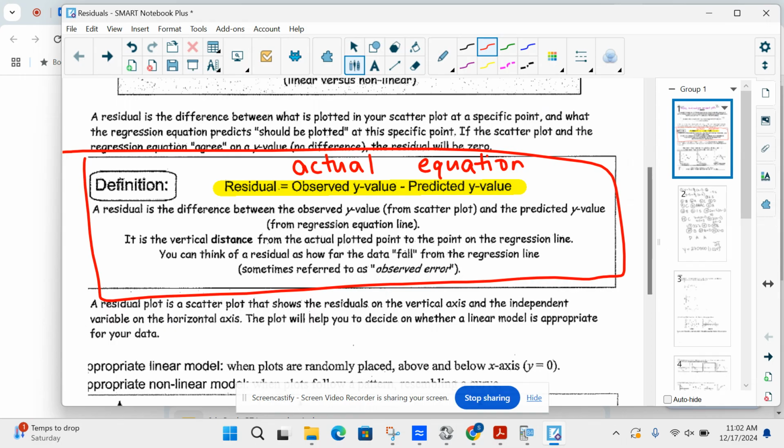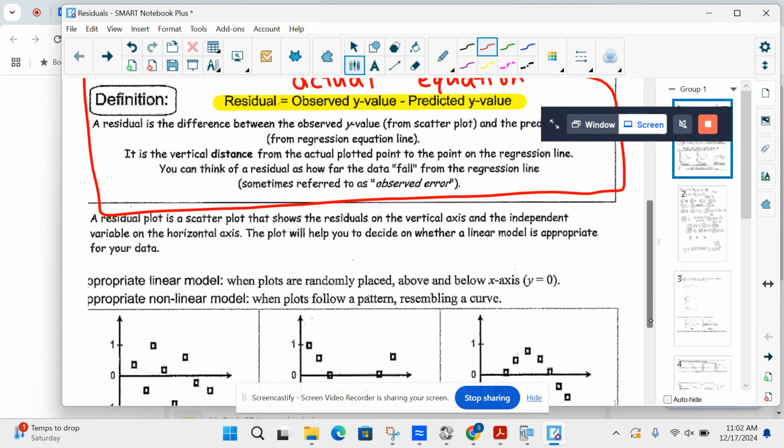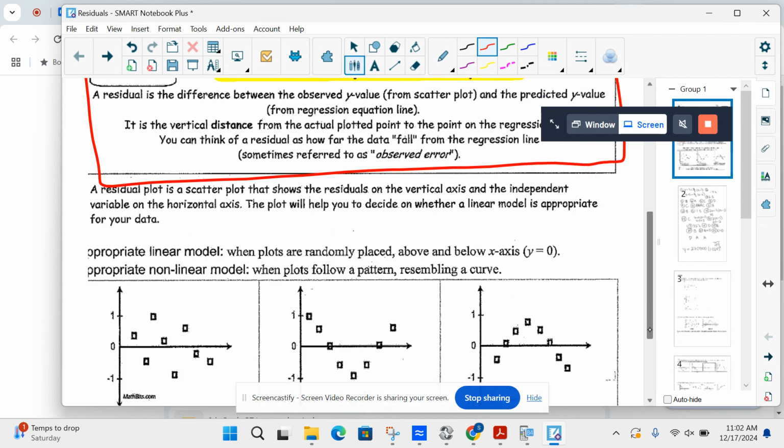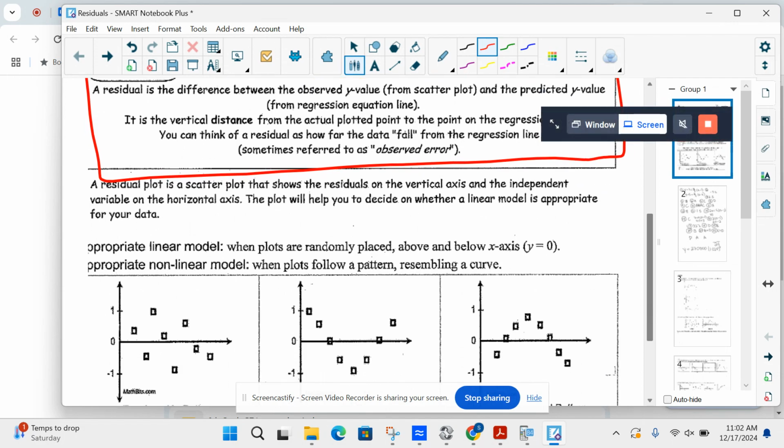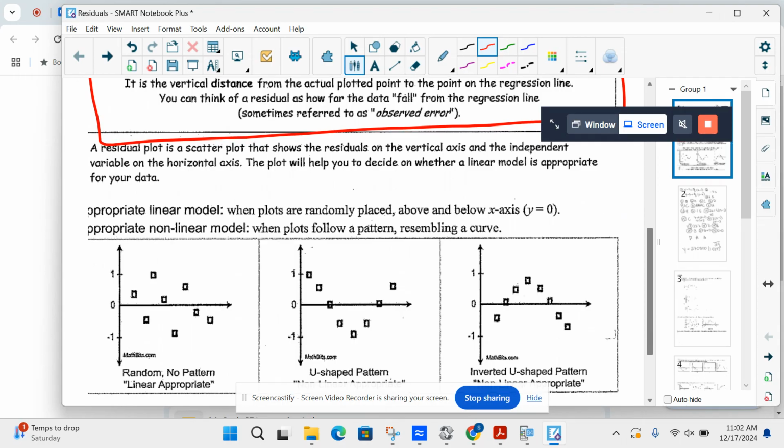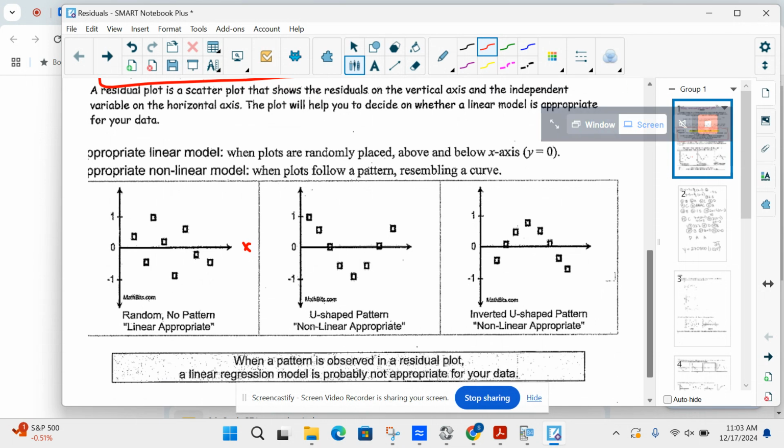You can think of a residual as how far the data fall from the regression line, sometimes referred to as observed error. A residual plot is a scatter plot that shows the residuals on the vertical axis and the independent variable on the horizontal axis. So your x-axis is still your x, but then the y-axis is how far your points are from the residual, or from the line of best fit. So we'll learn how to do that on the next few pages.